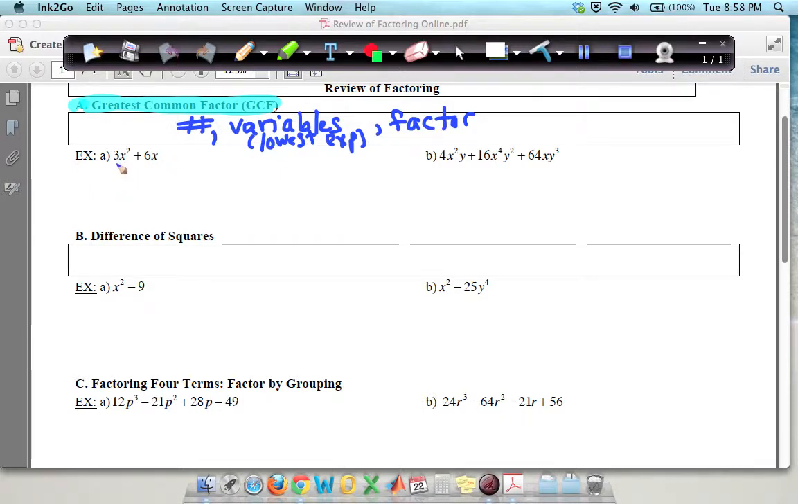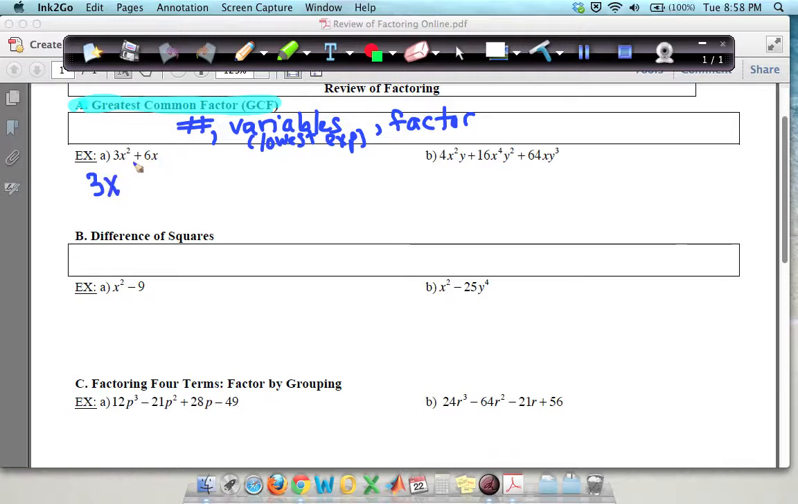So we're going to start with 3x squared plus 6x, and I always look first to see if there's a GCF. So start with our numbers. What is the largest number that divides into 3 and 6 evenly? And that is a 3. So I'm going to pull that out. And then I look at the variable. I have x squared and x. The smallest exponent is the x, so that's what I'm going to pull out.